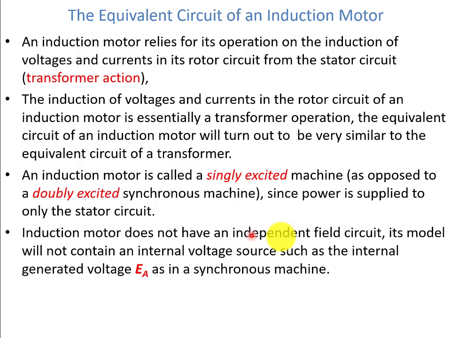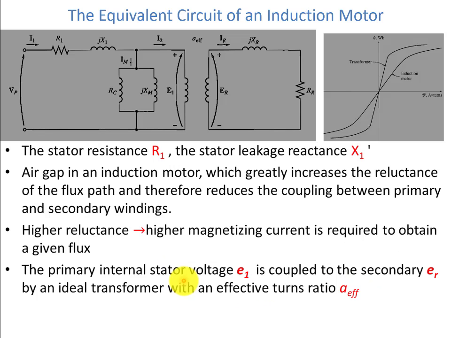So the induction motor does not have an independent field circuit. Its model will not contain an internal voltage source such as the internal generated voltage EA as in the synchronous machine. This is how it will look. We have R1, jX1, which is our stator, and this is our excitation branch Rc, jXm, and then we have a effective, the effective turns ratio. In the stator we can mostly count the number of turns, but in a cage rotor there are bars and we cannot actually count the number of turns, so that's why we use the terminology effective. And there is no EA here, but we just have jXR and rotor resistance on the rotor circuit side.